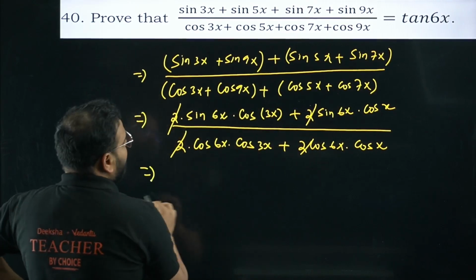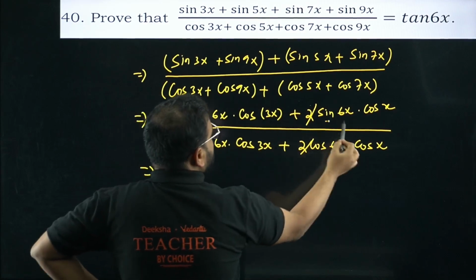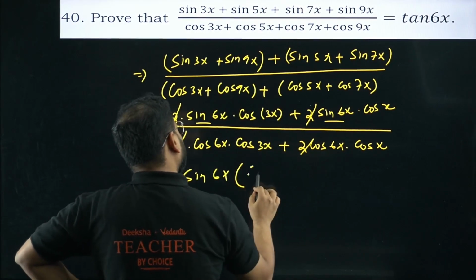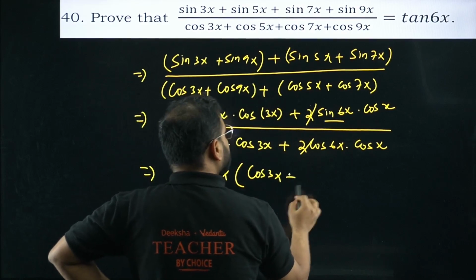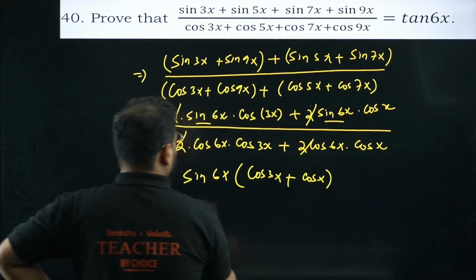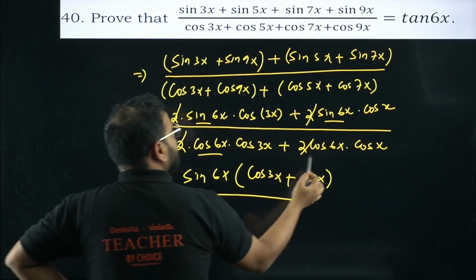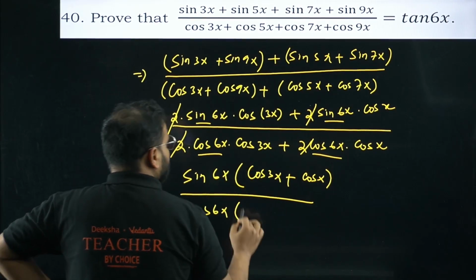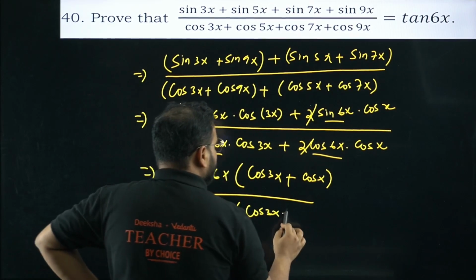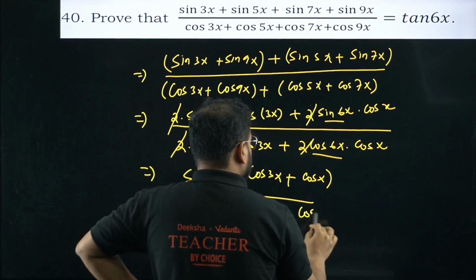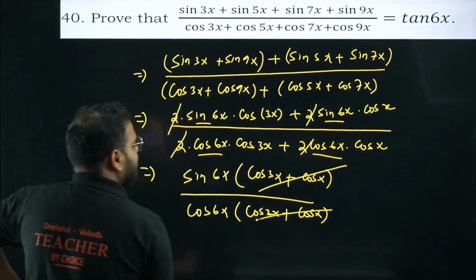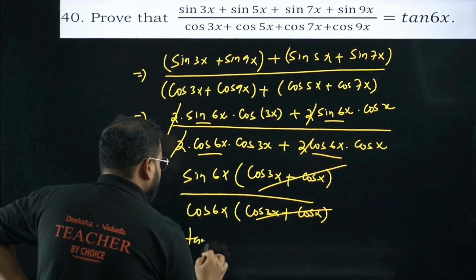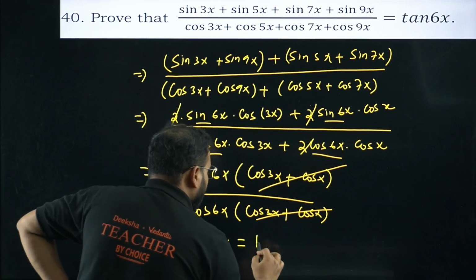Let's check this out now. Sin 6x is common in the numerator, and what I'm getting over here is cos 3x plus cos x. In the denominator, cos 6x is common, and what is left is cos 3x plus cos x. This and this are cancelled. What I'm getting now is sin by cos, which becomes tan 6x, which is nothing but the RHS.